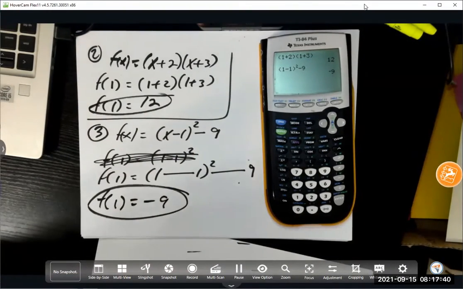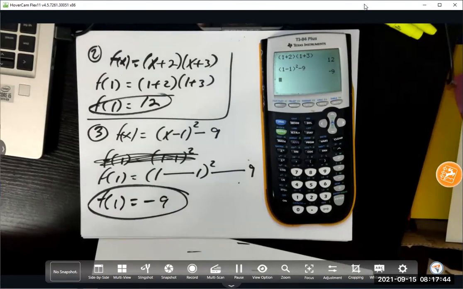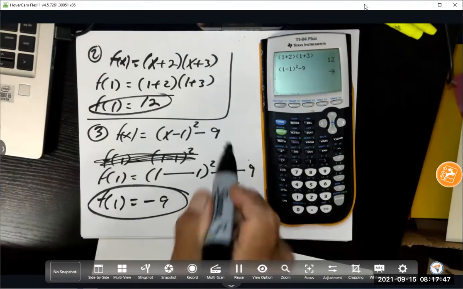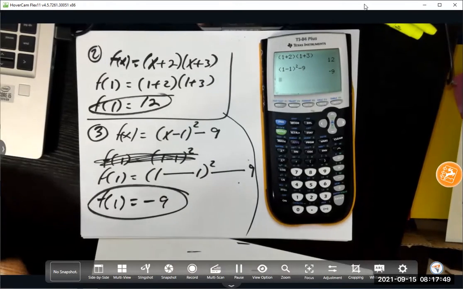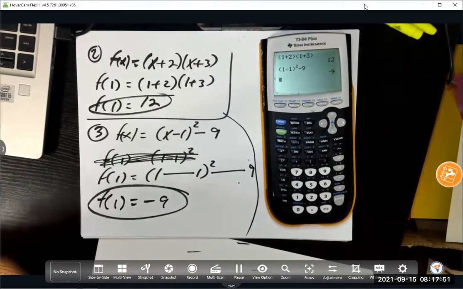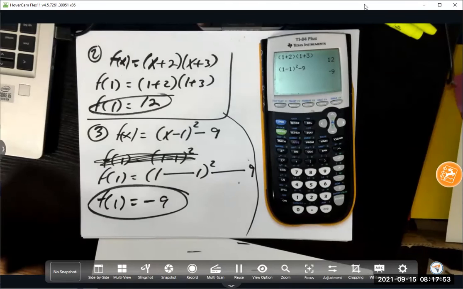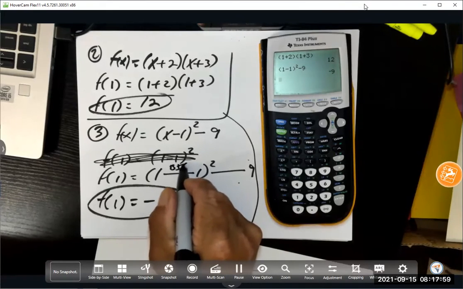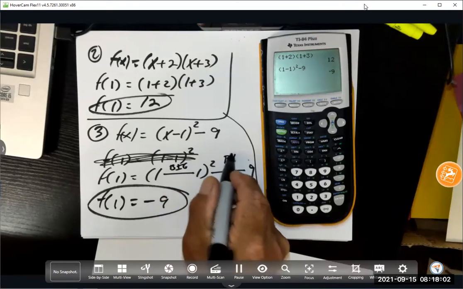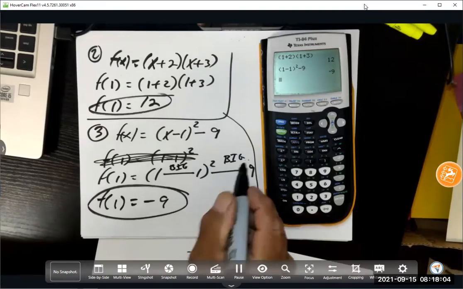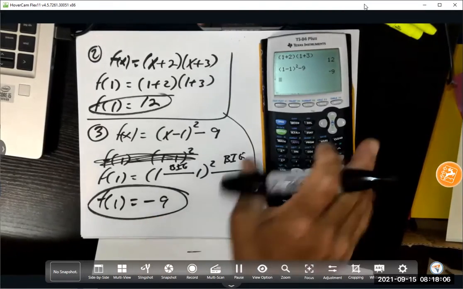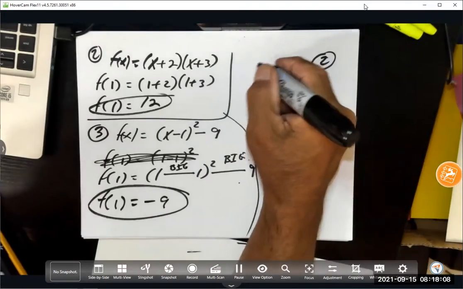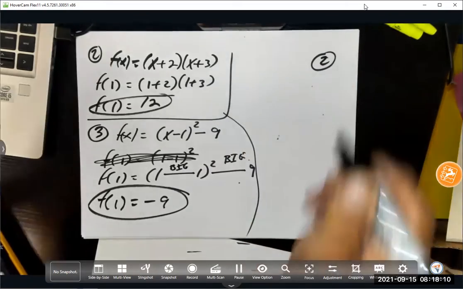Let me catch up here. Oh, wait. Let me see. No, let me do f of 1. Whoops. 1 minus 1 squared. Okay. Minus 9. Okay. Double check. I got negative 9. Yes, that's it. Negative 9. Okay, doing that one.